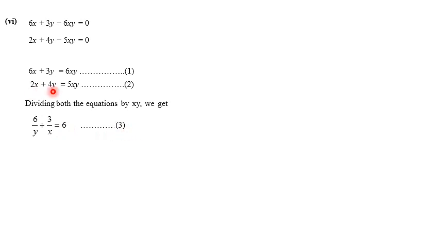And when you divide the second equation by xy, what we will get, 2x by xy, x and x cancelled and we will be getting 2 by y, and 4y by xy means y cancelled, and we will be getting 4 by x, and 5xy by xy means xy cancelled, and finally we will be getting only 5. Equation number 4. So these equations you know how to solve now. Just substitute some variables for 1 by x and 1 by y and try to solve these equations without anybody's help.